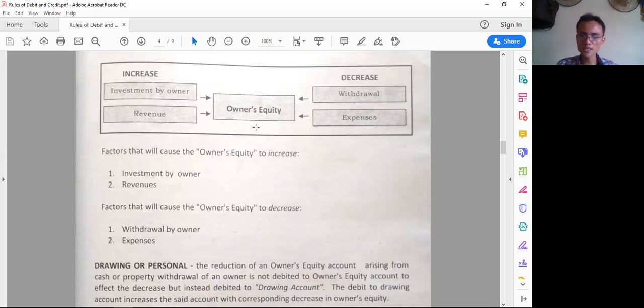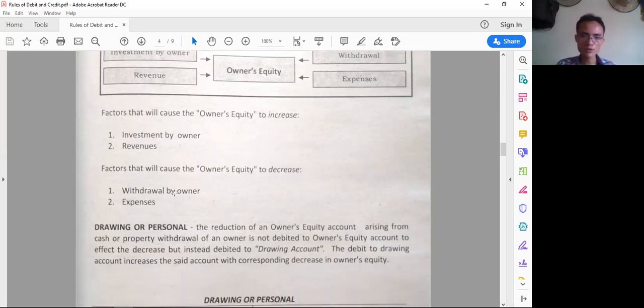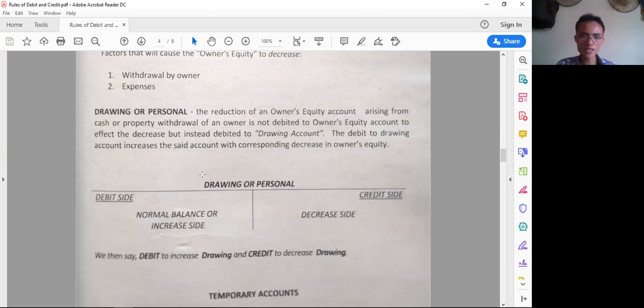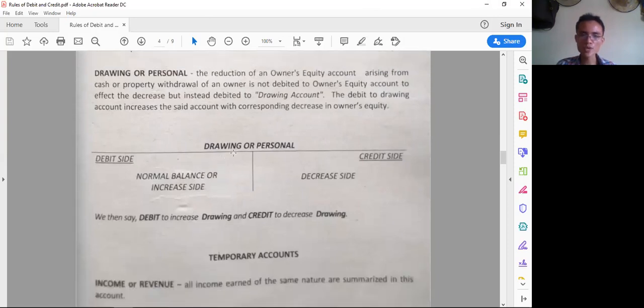So anything that would decrease it would have an opposite or different normal balance. We only have two normal balances or two sides, debit and credit. Again, this is the good thing about accounting. We only have two sides or options normally. Okay, so you have the withdrawal and expenses. And that's why, as I've told you guys, drawing would decrease our owner's equity. The normal balance is debit. The owner's equity account has a normal balance of credit. Drawing is also known as personal or withdrawal. So take note of the terms.